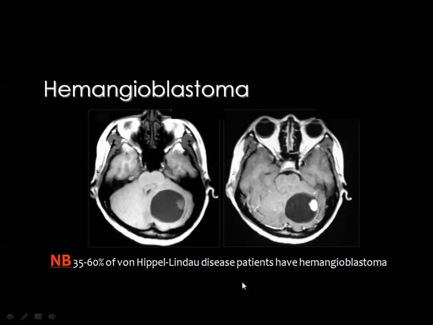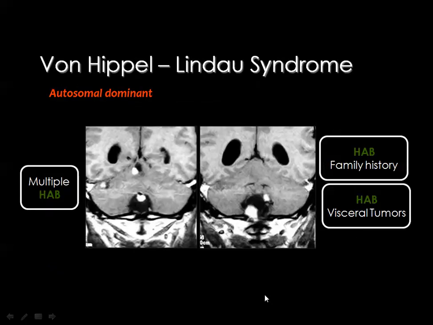von Hippel-Lindau syndrome having three hemangioblastomas, I'm sorry. And then this is one hemangioblastoma, and this is another one, and this is another one. And one of the important features here is that the cyst of the hemangioblastoma may be too small so that you cannot appreciate it because the nodule is almost totally filling the cyst itself.